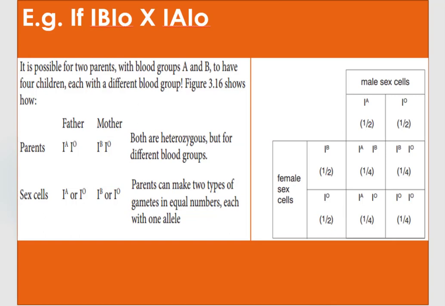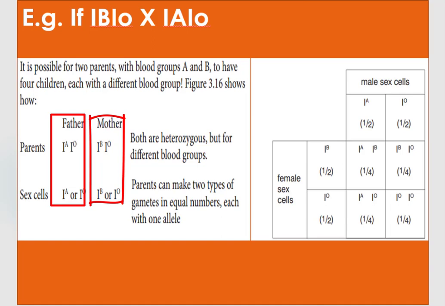It is possible for two parents with blood groups A and B to have four children, each with a different blood group. As we can see from the Punnett square, the only possibility that these two parents can have four phenotypically different children is when the two parents are genotypically heterozygous. That means one parent is IAIO and the other parent is IBIO. Here we can suppose that the genotype for the father is IAIO and the genotype for the mother is IBIO.